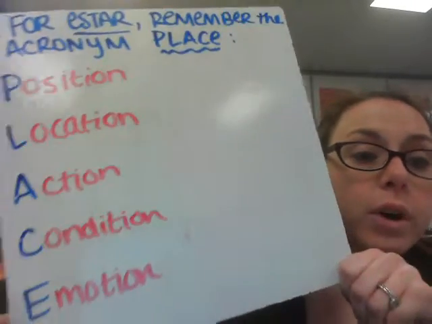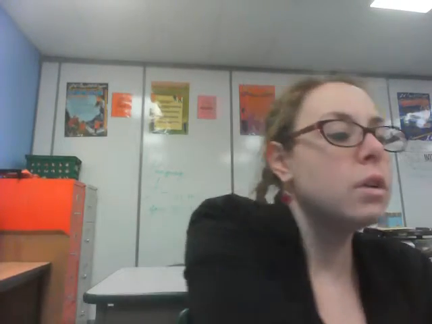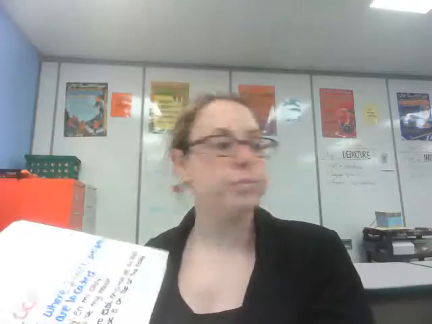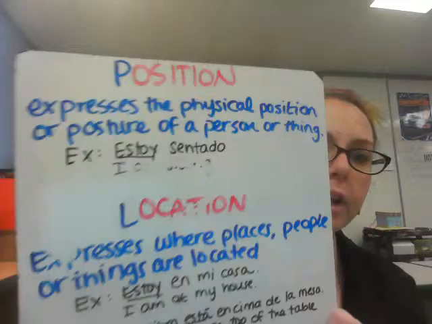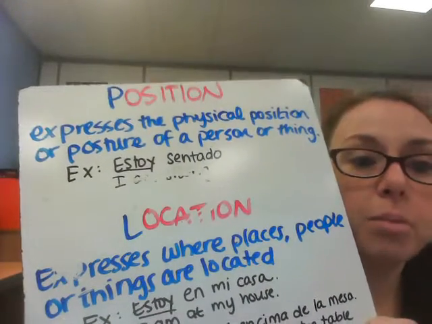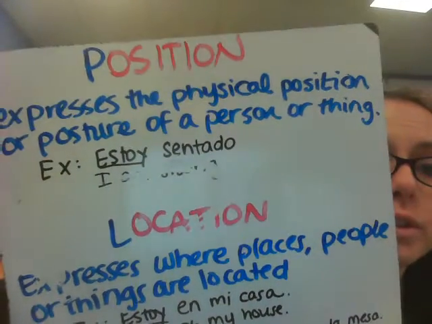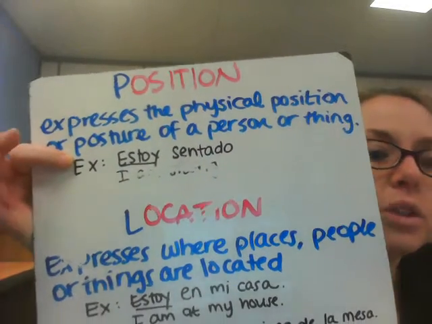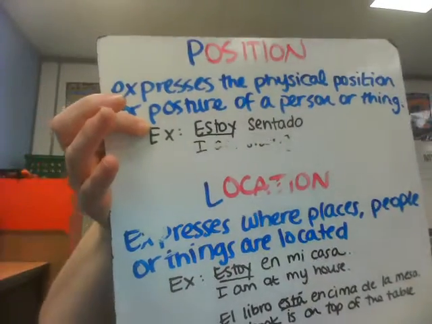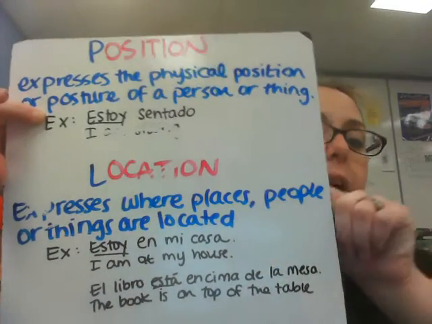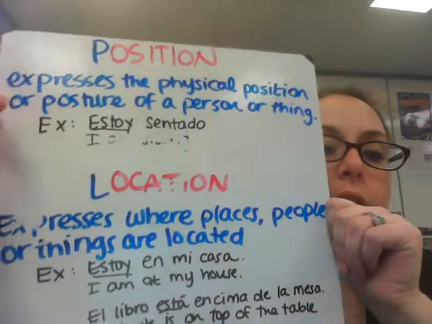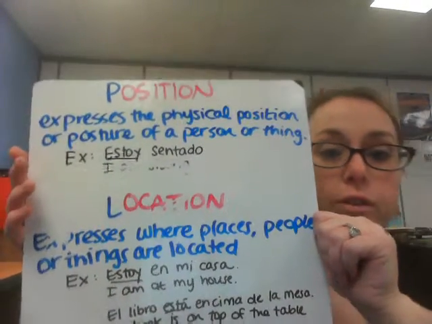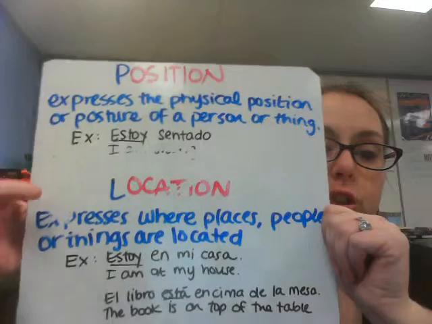Okay, so for each of these, let's talk about what they mean. So for position, okay, position expresses the physical position or posture of a person or thing, like estoy sentado, which means I am sitting, okay, and I know it kind of got erased on there, but that's what that means. And so that's kind of like if you're slouched over, if you're standing up straight, that's what position is.